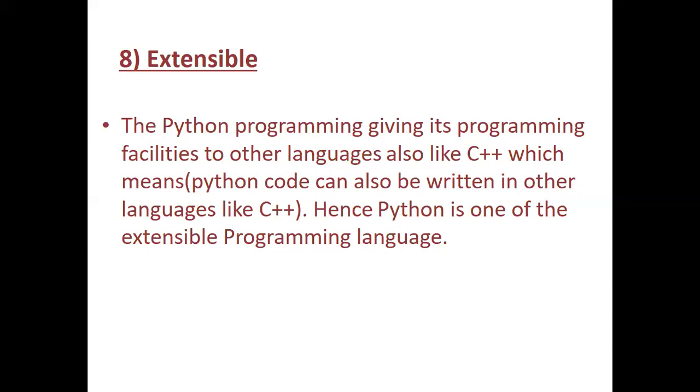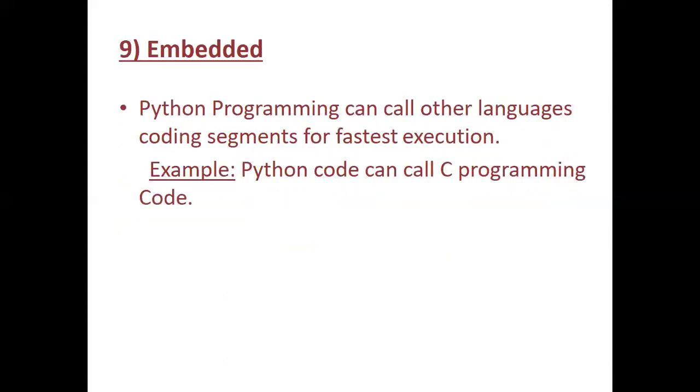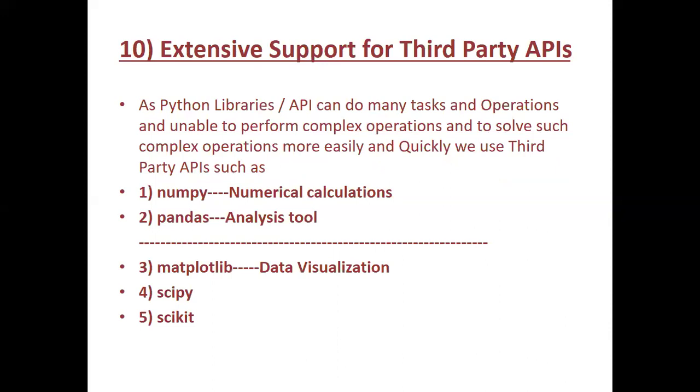Now, let's go ahead. We'll discuss embedded. Why is it known as embedded? Because Python programs can call other languages' coding segments for the fastest execution. Python code can call C programming code, Java programming code, and C++ programming code for its fastest execution. So that is why it is known as an embedded language.